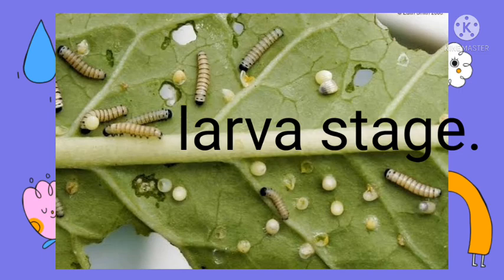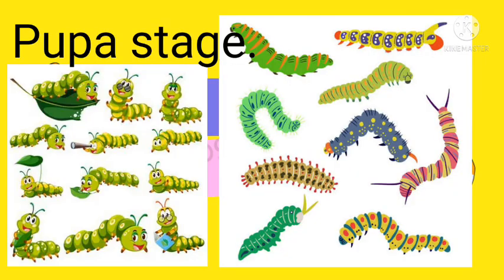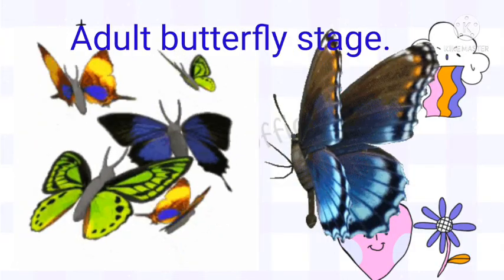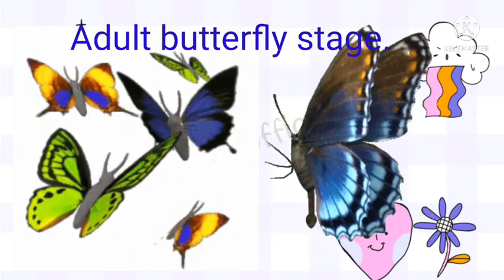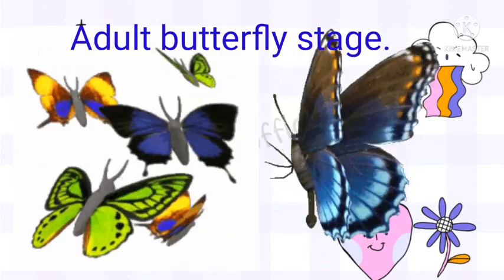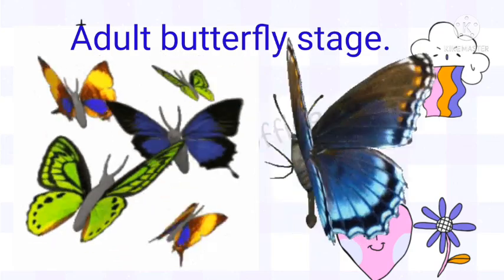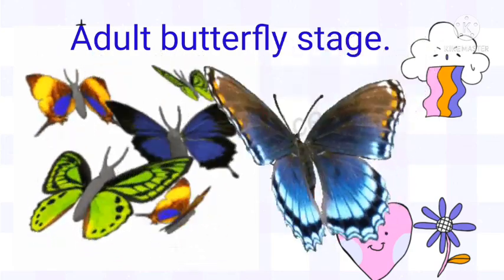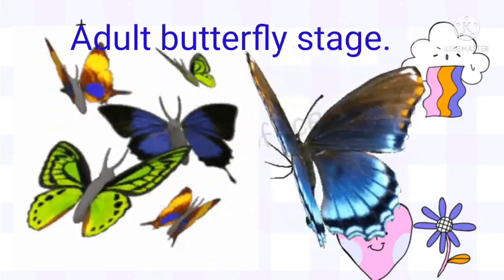But after a period of time, they get bigger. Can you see? They get what? Bigger. So when the eggs are hatched, they transform, they get bigger, and lastly you have the adult butterfly stage. You have what? Adult butterfly stage. Now the butterflies are very big.